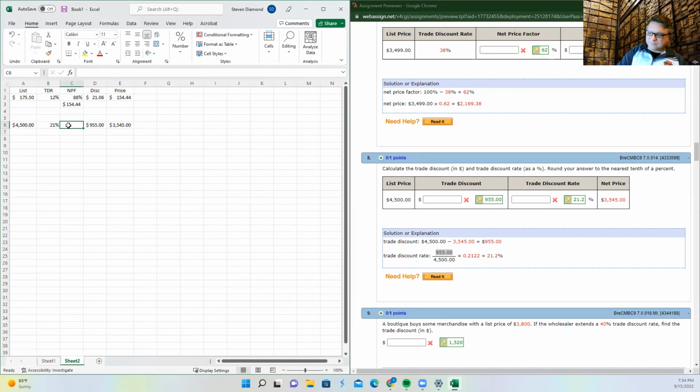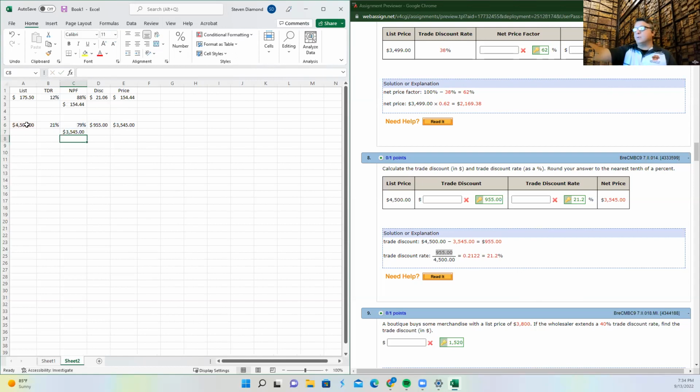And as we know, our net price factor, even though I don't think they asked for it, they might. Nope, they don't ask for it here. It is going to be 1 minus our trade discount rate. And like I said before, if we did everything right, our net price factor times our list price should equal our cost.